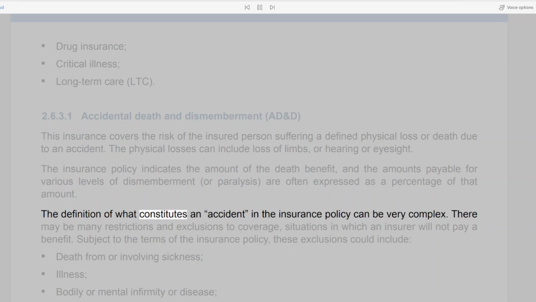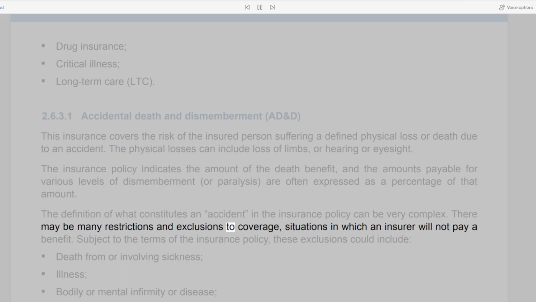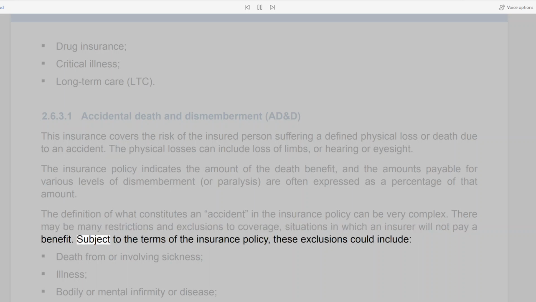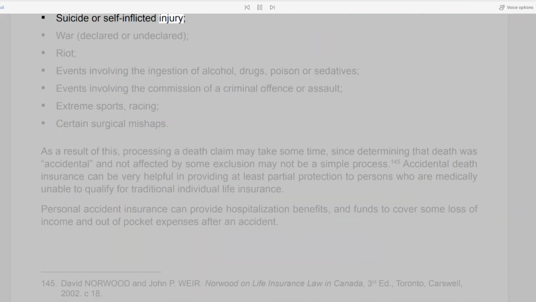The definition of what constitutes an accident in the insurance policy can be very complex. There may be many restrictions and exclusions to coverage, situations in which an insurer will not pay a benefit. Subject to the terms of the insurance policy, these exclusions could include death from or involving sickness, illness, bodily or mental infirmity or disease, suicide or self-inflicted injury, war declared or undeclared, riot, events involving the ingestion of alcohol, drugs, poison or sedatives.